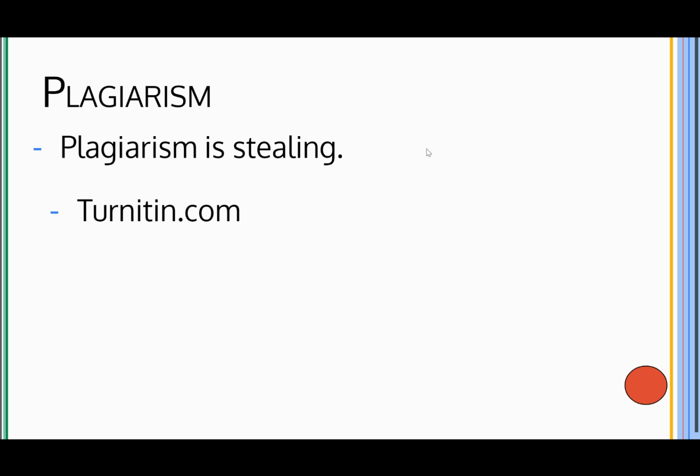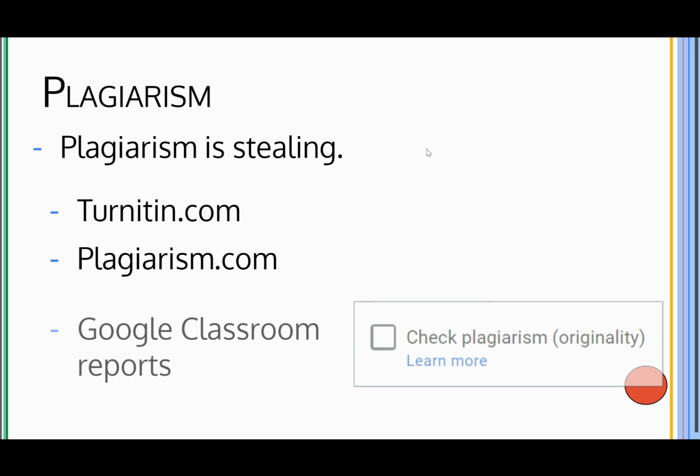In the past, we've used Turnitin.com or plagiarism.com to combat plagiarism so that you can tell when a child has copied off of the internet. Google is helping us out because they have put in Google Classroom reports. When you create an assignment in Google Classroom, the last option, right after you've put in your title and your topic and your due date, you can also check for plagiarism. And you have 5 of these, so 5 assignments you can check for plagiarism.